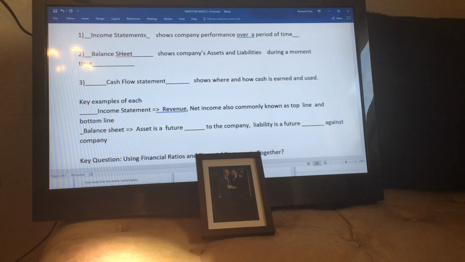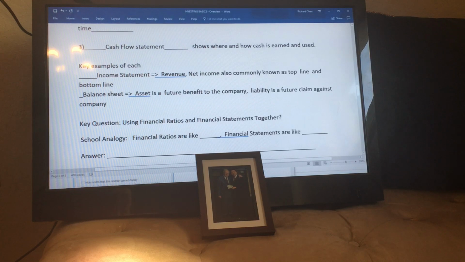And then the balance sheet. So again, we come back to assets and liabilities, right? We defined it earlier. An asset is a future benefit to the company. Let's just call that benefit. It's a future financial benefit. A liability is a future claim, I guess.